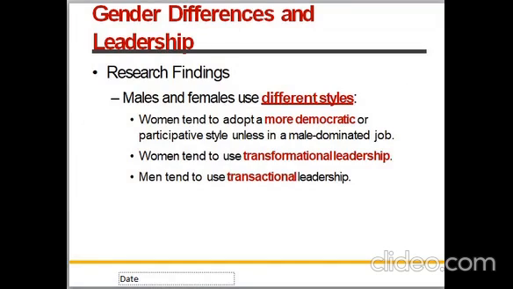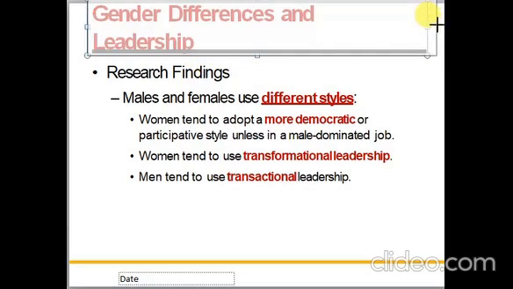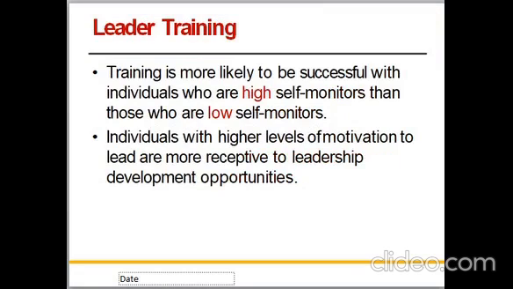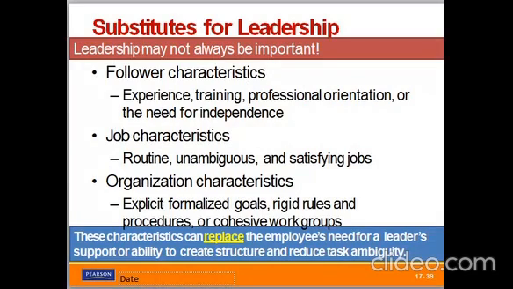Similarly, gender also plays an important role in the style of leadership adopted. Research has proved that females are more democratic and adopt a participative style of leadership. Men are more transactional and autocratic. So we have summed up what the leading issues of leadership are in the present scenario.